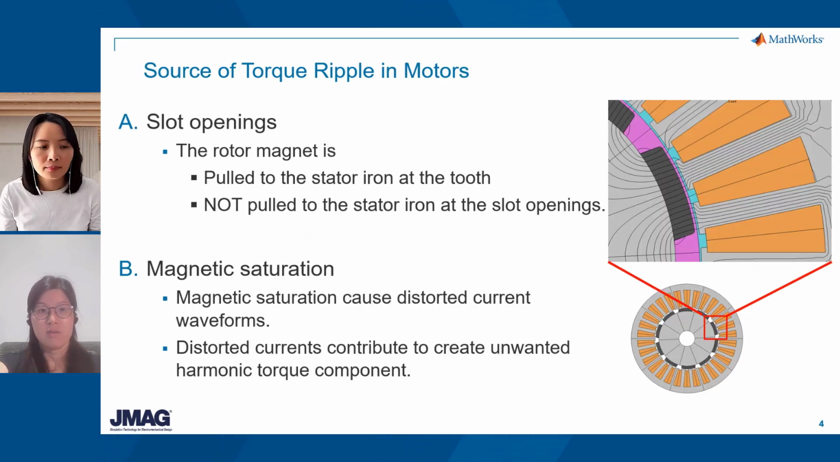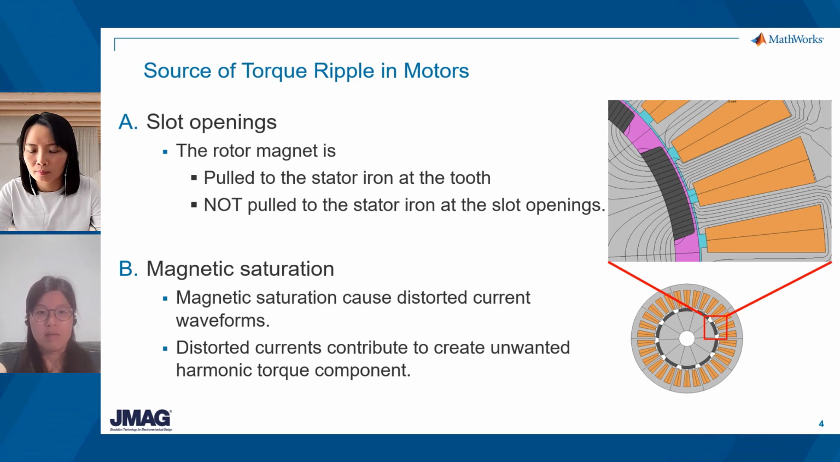Thank you, Shangchuan. Then you may wonder what the source of those torque ripples is. As for the source of the torque ripple, there are two major components. One is slot geometry, and the other is magnetic saturation. The first one, slot geometry, is caused by the interaction between the magnet and the slot. As the rotor rotates, the rotor magnet will be pulled to the stator at the stator tooth. But at the slot openings, the magnet is not pulled by the stator iron, and this change of the pulling force generates the torque ripple.